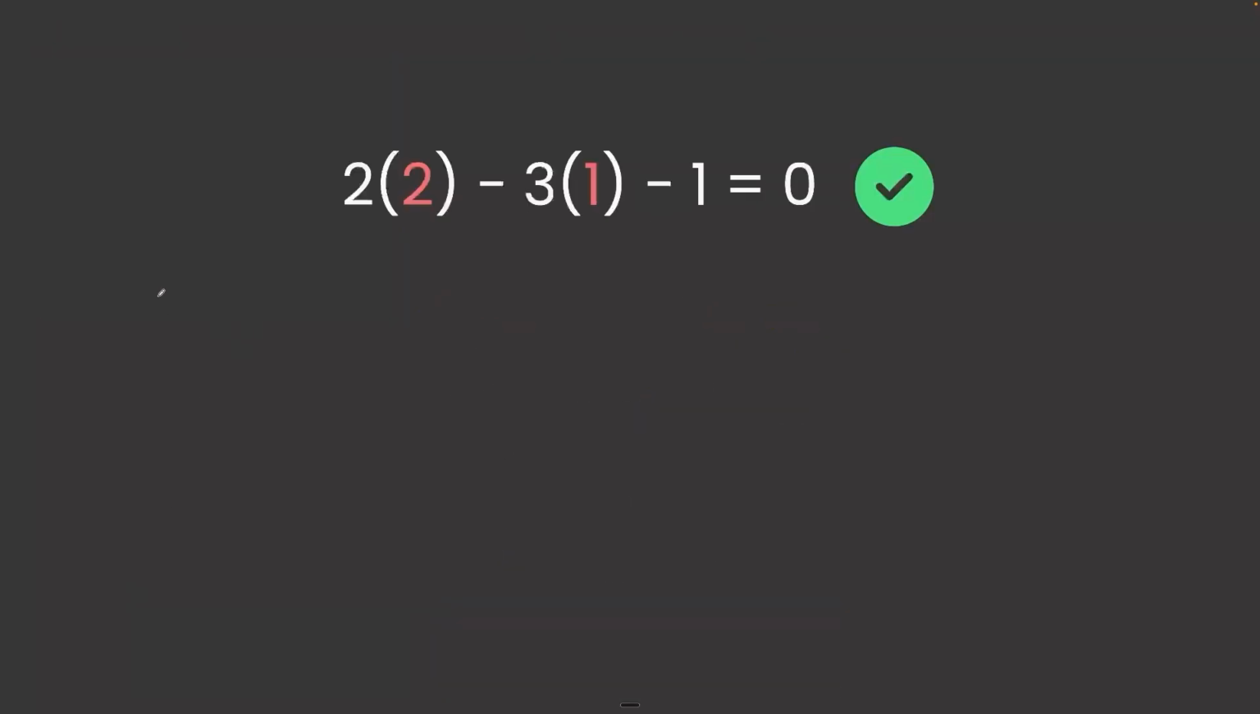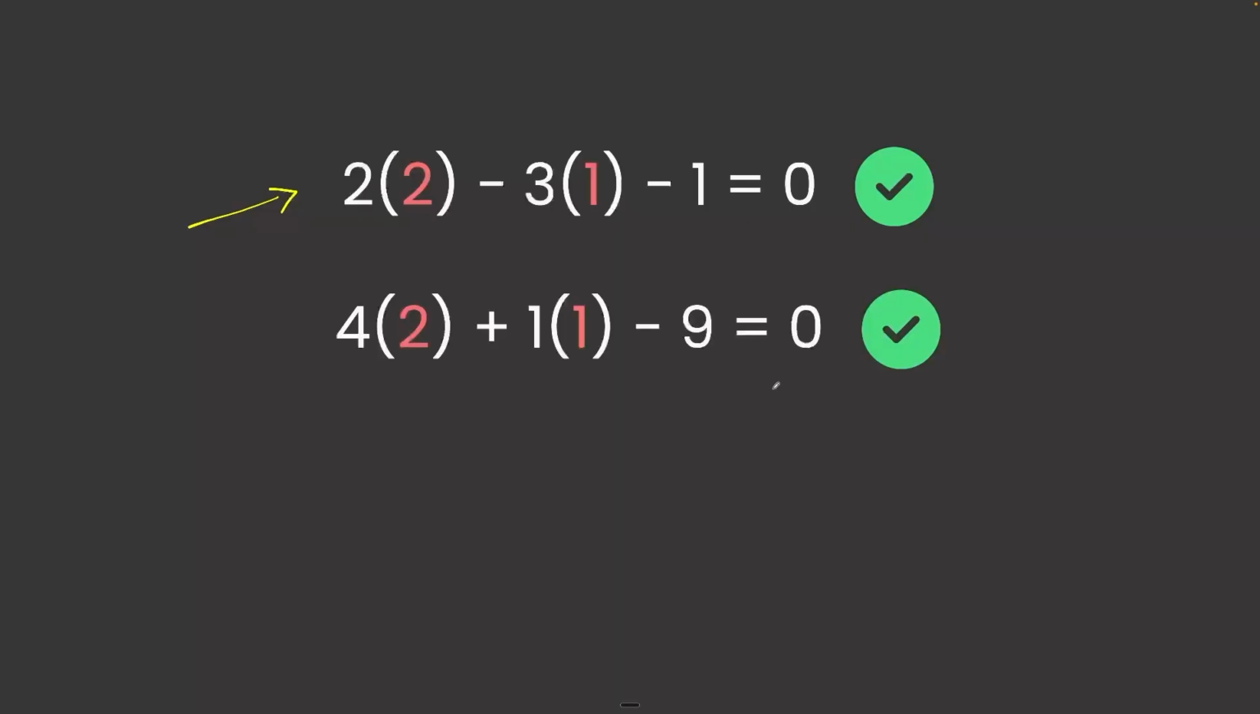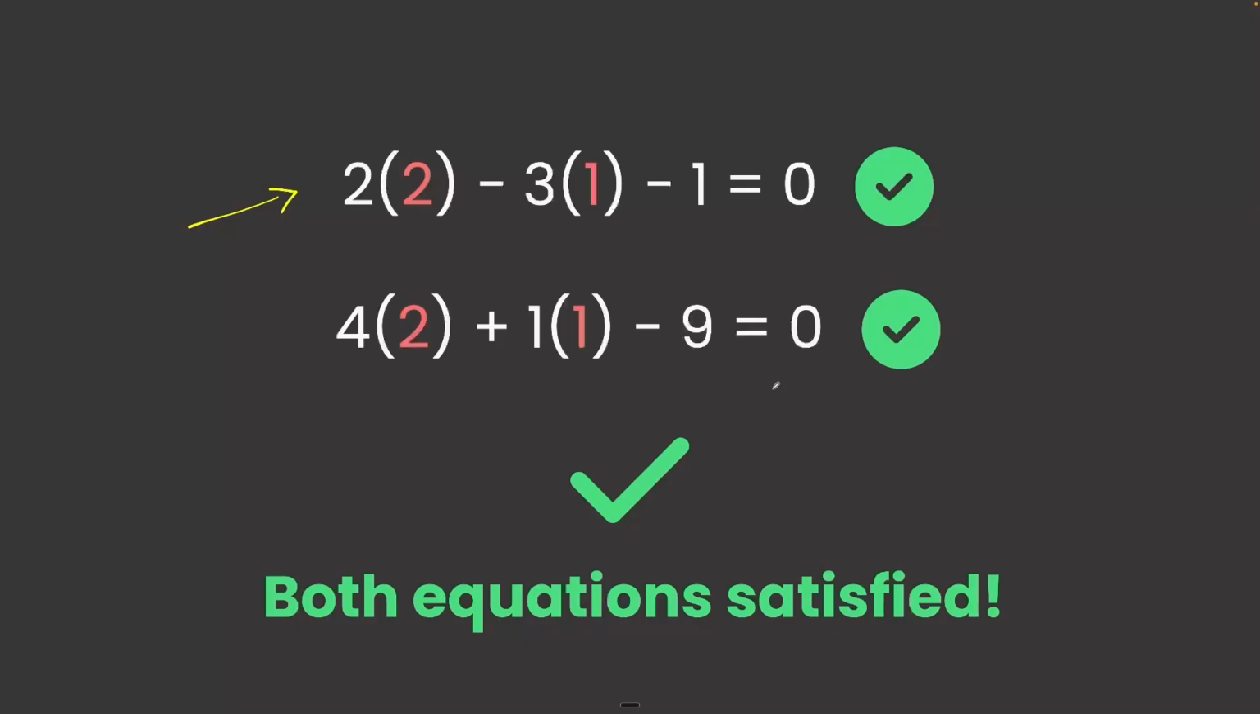Is that correct? Plug them back into the original equation and we get 2 times 2 minus 3 times 1 minus 1 is 0, and 4 times 2 plus 1 times 1 minus 9 is 0. So both equations are satisfied.